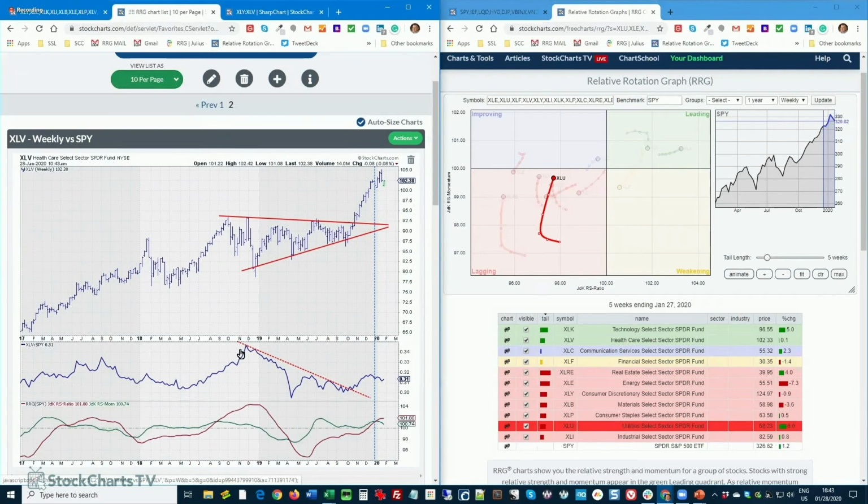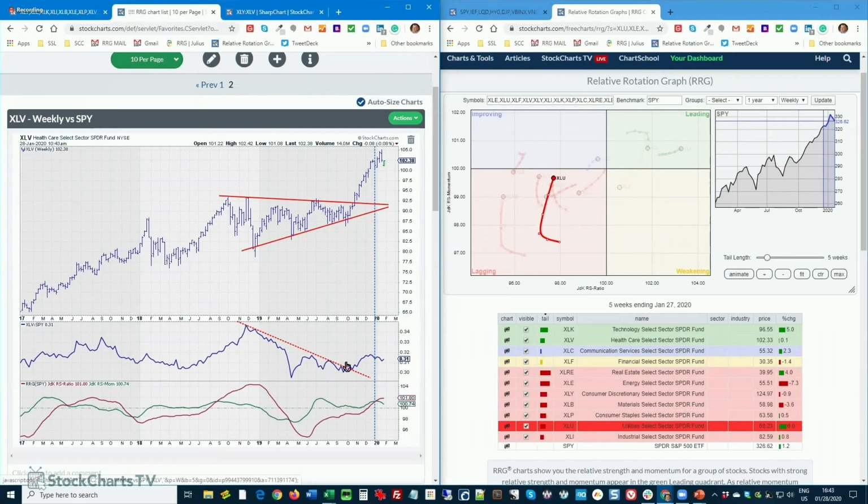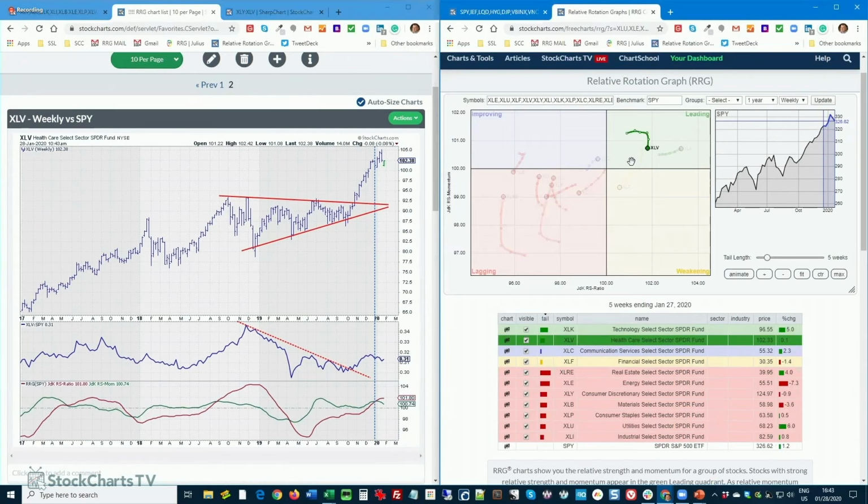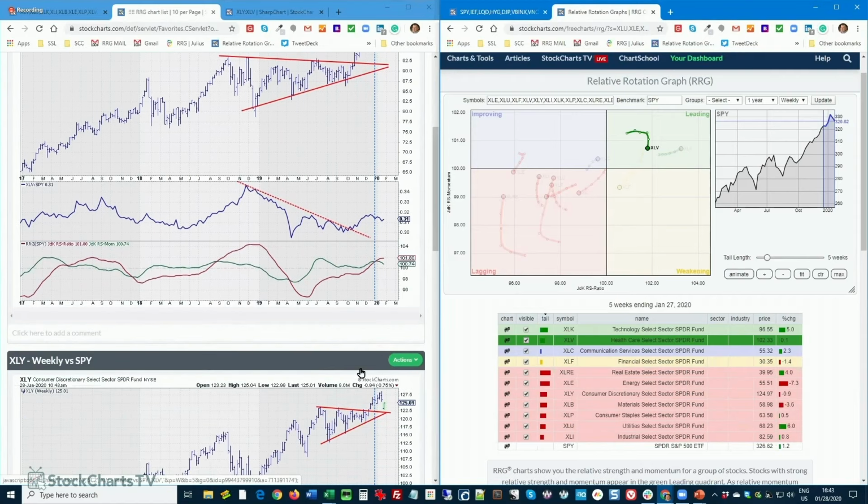And if we move to healthcare, that's sort of neutral, I think, because we are inside leading but rolling over, so it's losing some of its relative strength. This relative strength line seems to be hitting some overhead resistance levels, and both RRG lines are starting to curl over. So while inside leading, we're starting to head down to weakening. I'm not sure if this can keep up the strong relative trend that we had over the past few weeks.